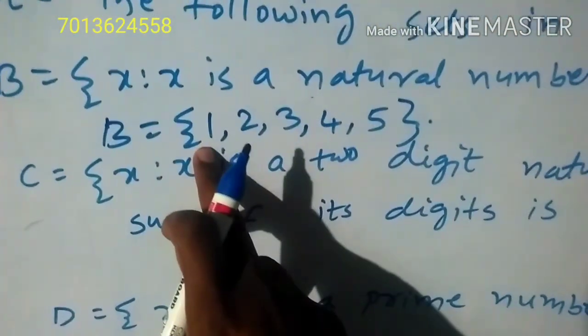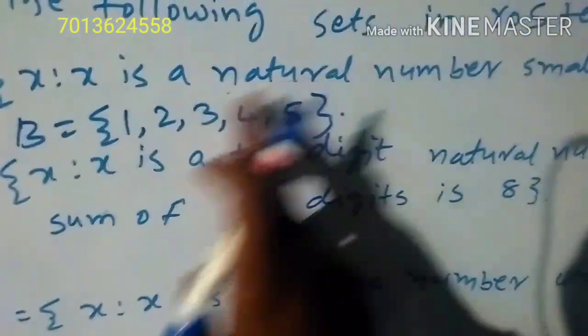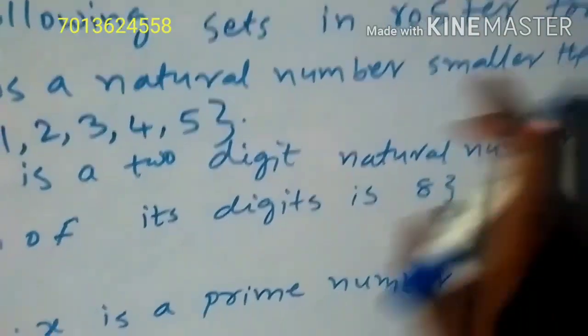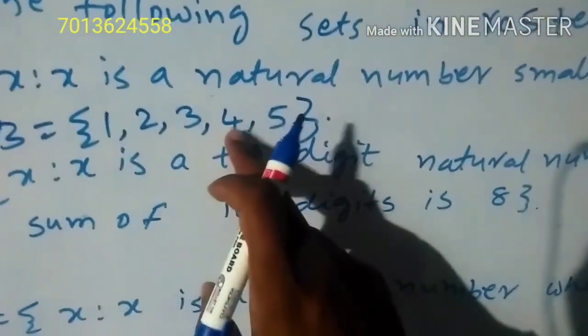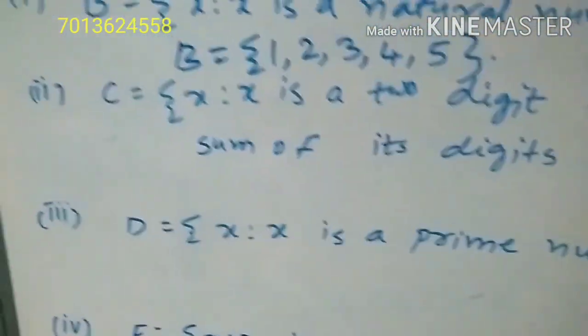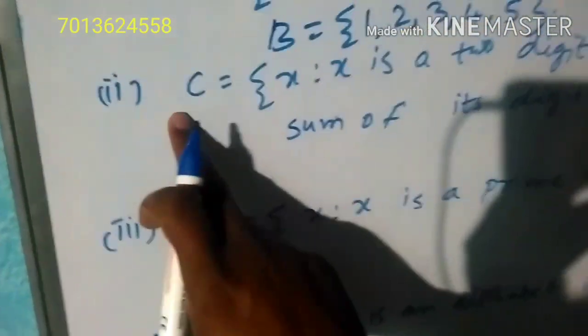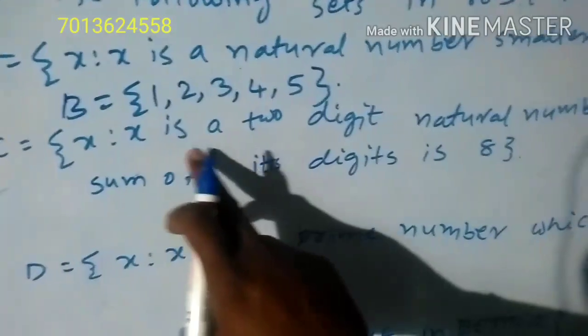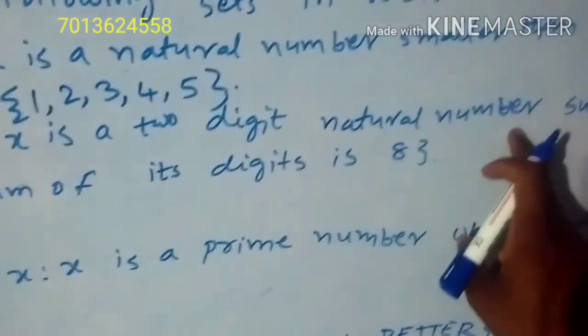x is such that x is a natural number. Natural number means it is starting from 1 and it is smaller than 6. So that means 1, 2, 3, 4, 5. This is the set B. Next, second one, C is equal to x such that x is a 2-digit natural number.